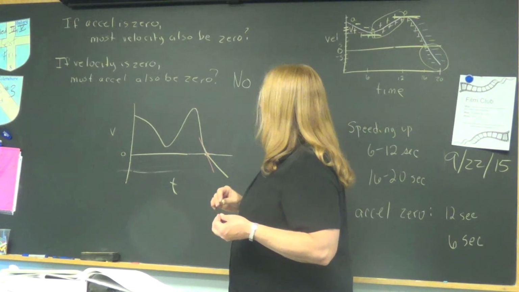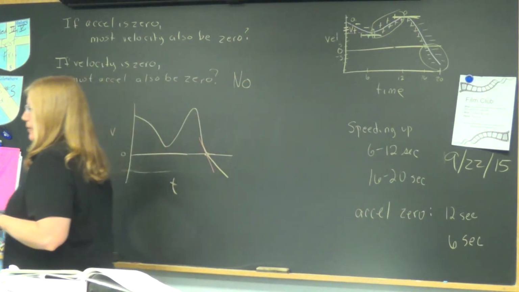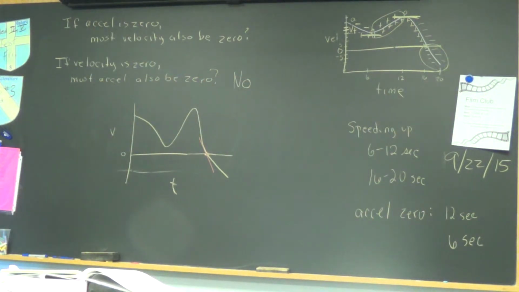Where can I find a spot? Just show me on your graph and I'll copy it on the board where velocity is 0. I'm sorry, acceleration is 0. Where? Acceleration. Since we're on a velocity curve, we're looking for acceleration as a slope. Yep, that's good. Yeah, right here.